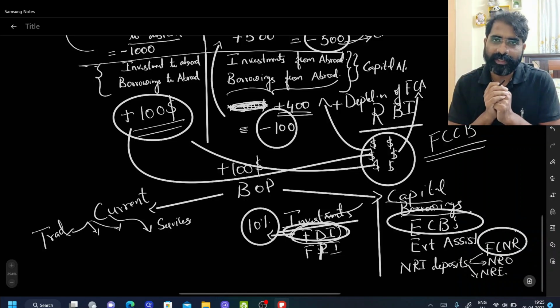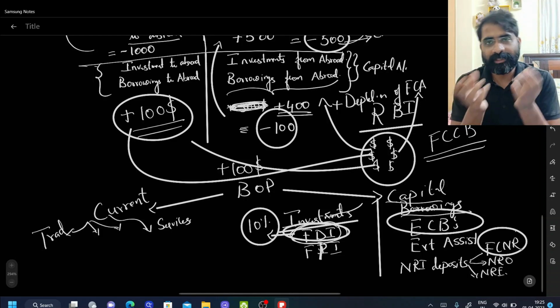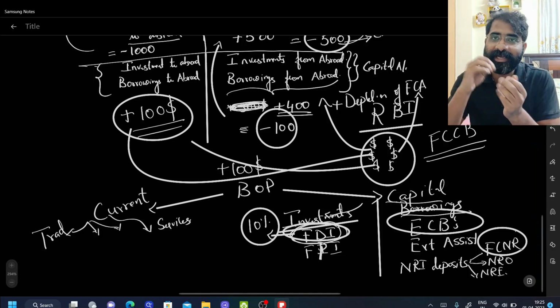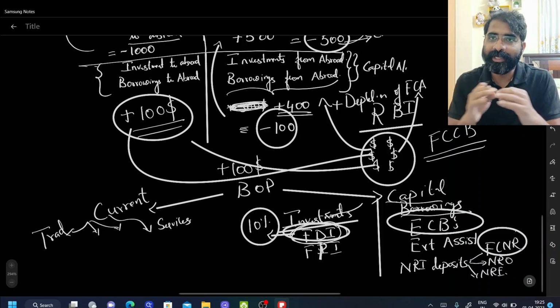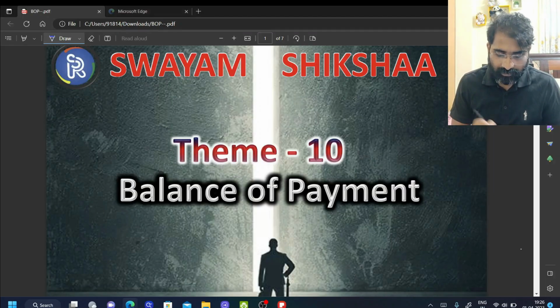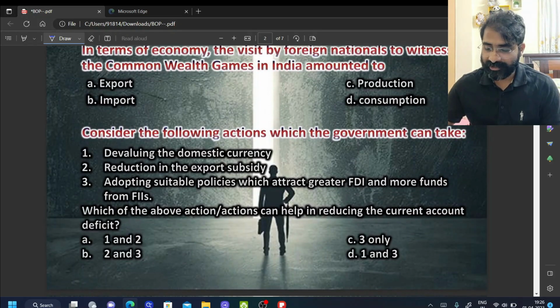Now, one more important learning here. Listed means listed in a stock exchange. Any investment into an unlisted company will be treated as FDI, not as portfolio investment. Now, once this concept is clear, we will solve some previous questions. These previous questions are very simple and easy.